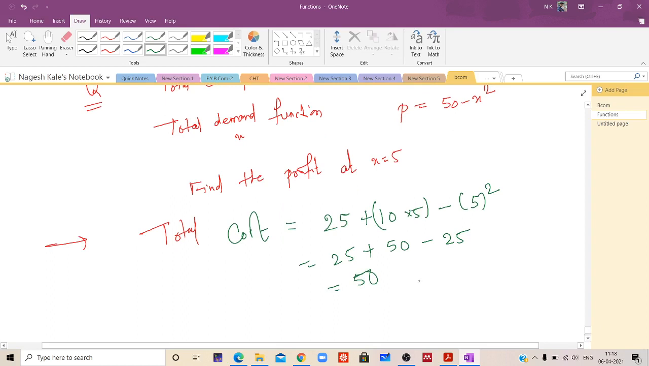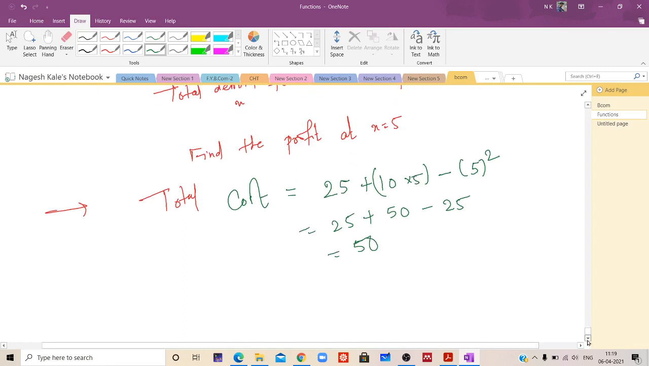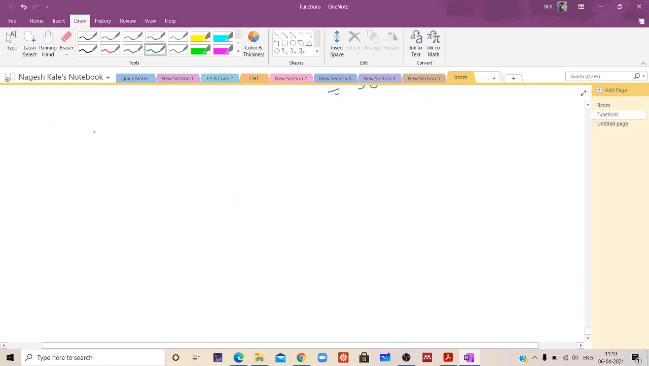Okay, now you have to find out the total revenue. But for that, you first have to find out the revenue function. Okay, now revenue function is equal to, you know that, price into demand, right?